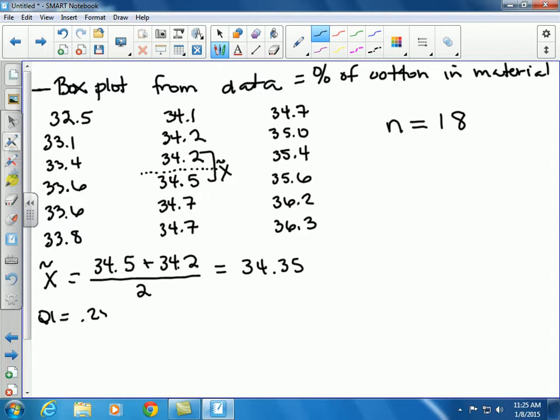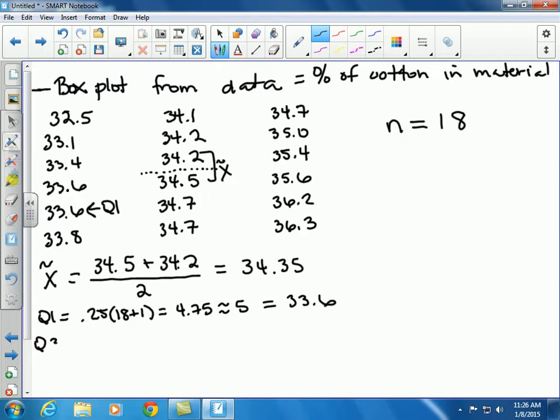The other thing you have to compute is the first quartile, and the first quartile is 0.25 times 18 plus 1, which is 0.25 times 19, which happens to be 4.75, and we're going to round that to 5. And if we go up here to the fifth data point, we see that the fifth data point is 33.6. So 33.6 is the first quartile.